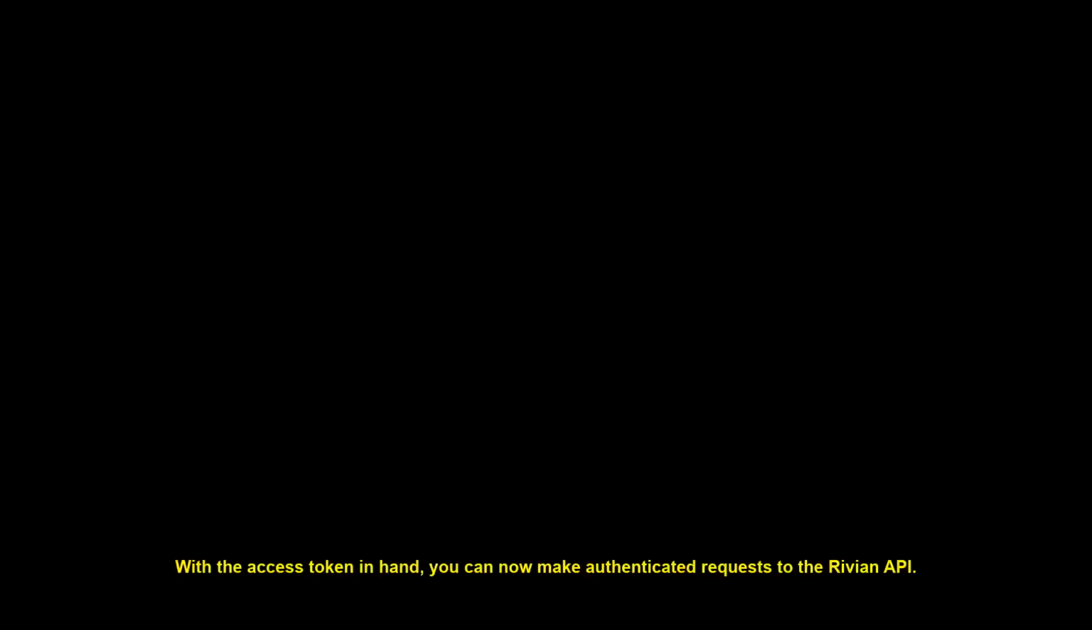With the access token in hand, you can now make authenticated requests to the Rivian API. Include the access token in the authorization header of your API requests. Remember to check the API documentation for the correct scopes and endpoints. By following these steps, you can successfully authenticate your Rivian API access using OAuth tokens.